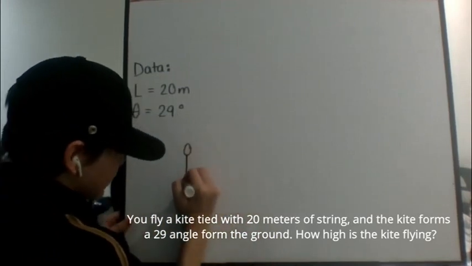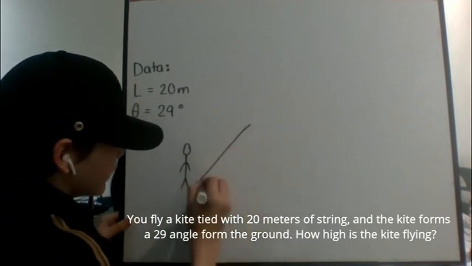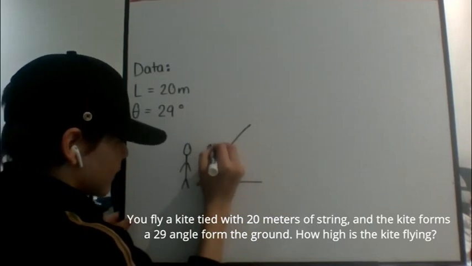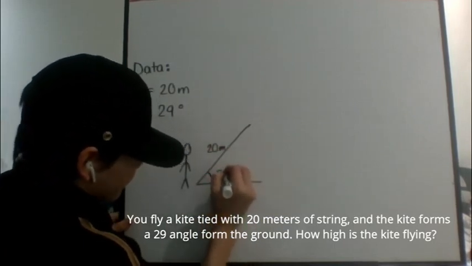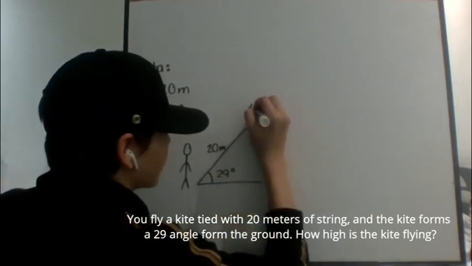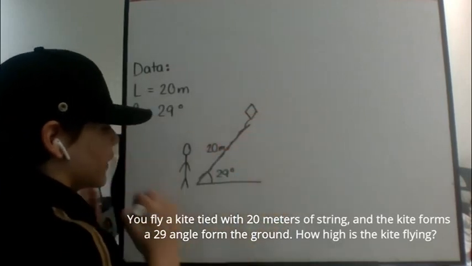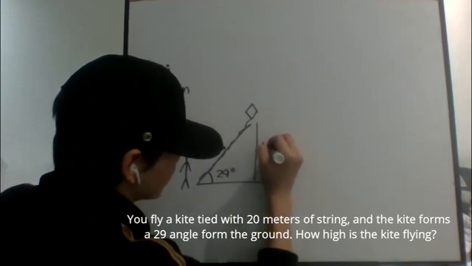So imagine that this little drawing is you, and you're flying a kite like this. This is the ground. This is the string of the kite. This is 20 meters. This is the 29 degrees, and here is the kite that you are flying. What they are asking us to find is this, which is the height.